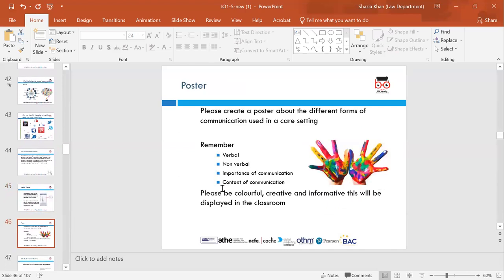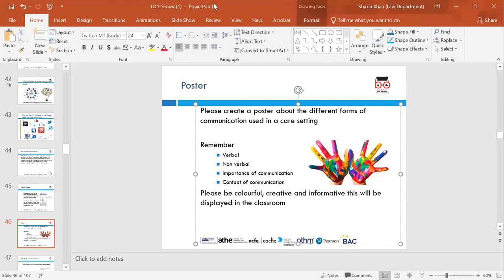Posters. Please create a poster about the different forms of communication used in a care setting. So remember, you have verbal, non-verbal, importance of communication, and context of communication. Please be colourful, creative, and informative. This will be displayed in the classroom. So make sure the poster is colourful, creative, but also identifies what you are trying to say. So you identify what verbal communication is, what non-verbal communication is, importance of communication, and the context of communication.